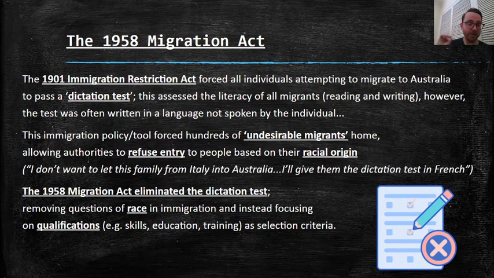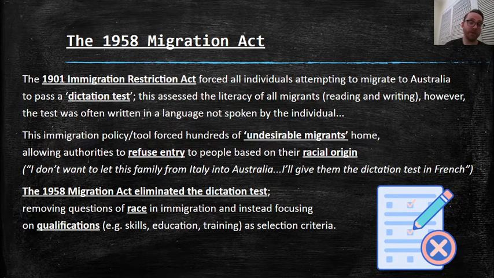Authorities were allowed to refuse entry to people essentially based on their racial origin. The 1958 Migration Act was significant because it eliminated the dictation test. That's why it was so impressive, which removed questions of race in immigration.